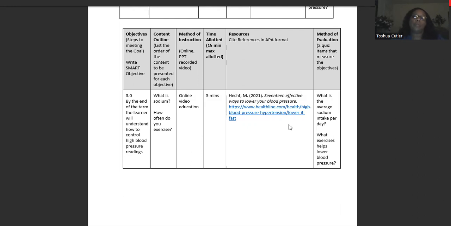The average sodium intake a day for a normal person is 23 grams per day. A person that has been diagnosed with hypertension is 15 grams or less per day. Some type of exercises that help to lower your blood pressure includes walking, swimming, cycling, hiking, and even dancing.